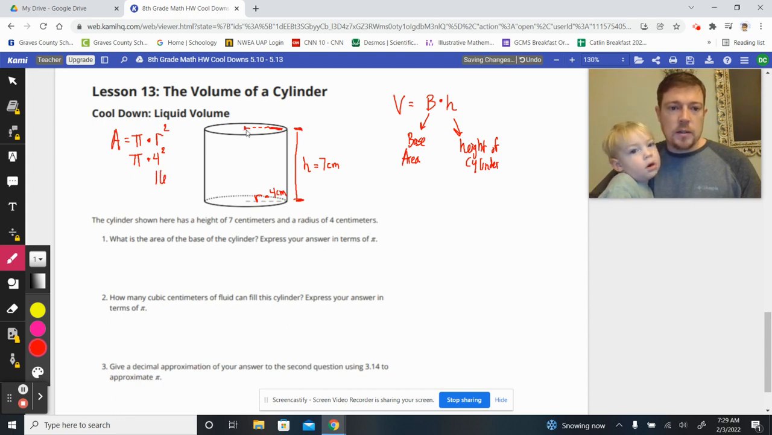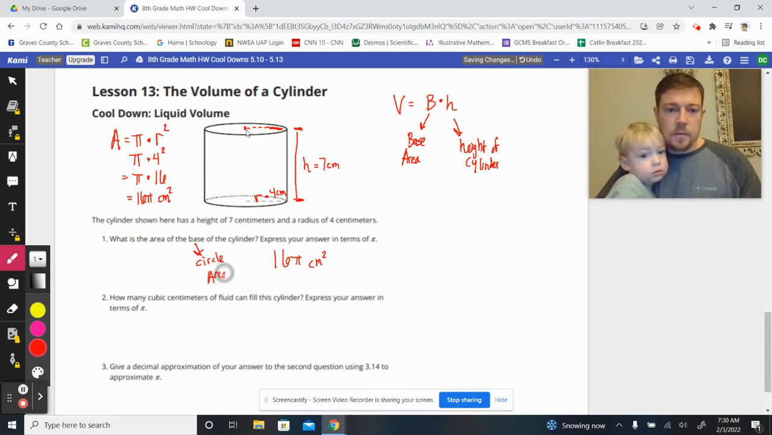So in this case, you get 16 times pi, and that tells you that you've got 16 pi as an area in square centimeters for the circle. So that's the area of your base. It says, what is the area of the base of the cylinder? Express your answer in terms of pi. It is 16 pi centimeters squared. So there's our shown work for finding the area of the circle. Circle area equals 16 pi centimeters squared.